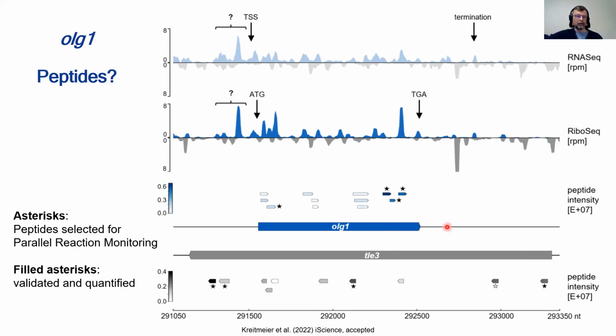This is quite unusual. And as I said, the peptides with asterisks were used for parallel reaction monitoring. So we ordered the heavy peptides, and some were validated and quantified. This is the filled asterisk and the empty asterisk. There it didn't work. So we could not verify this peptide found here, but never mind, we found 4 other ones, and here we found all 4 for this overlapping gene.